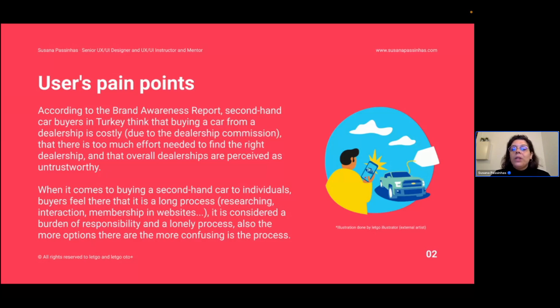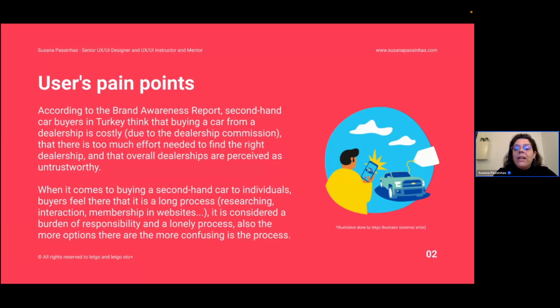So, according to the brand awareness report, second-hand car buyers in Turkey think that buying a car from a dealership is costly, due to the dealership commission, and that too much effort is needed to find the right dealership, and overall dealerships are perceived as untrustworthy. So people in Turkey feel, first of all, that new cars are very expensive. Second of all, they don't really like to buy in dealerships because they take a high commission, and they don't trust them so much.